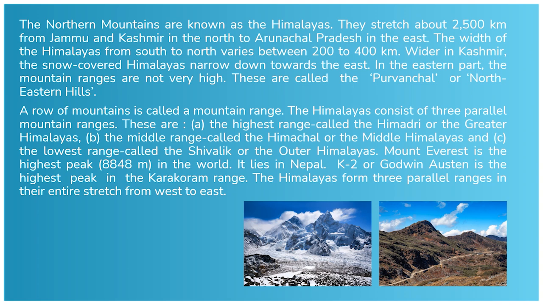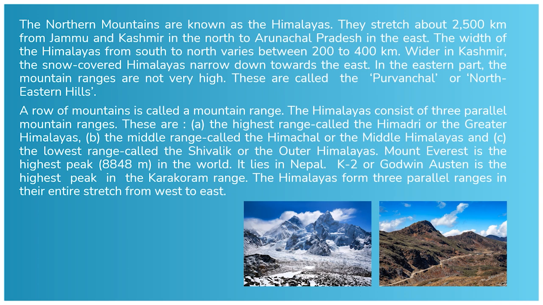These are: A. The highest range called the Himadri or the Greater Himalayas, B. The middle range called the Himachal or the Middle Himalayas, and C. The lowest range called the Shivalik or the Outer Himalayas. Mount Everest is the highest peak, 8,848 meters, in the world. It lies in Nepal. K2 or Godwin Austen is the highest peak in the Karakoram range.